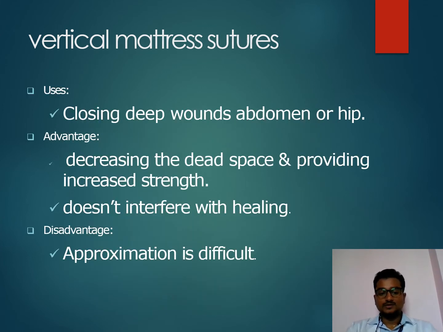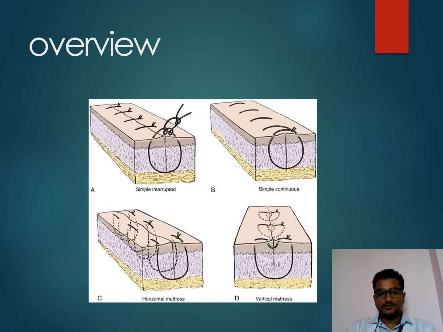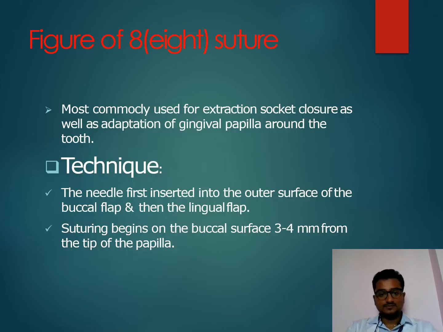Uses are closing deep wounds of the abdomen or hip. Advantages: decreases dead space and provides increased strength. It doesn't interfere with healing. Disadvantages: approximation is difficult. Overview of vertical matrix suture.